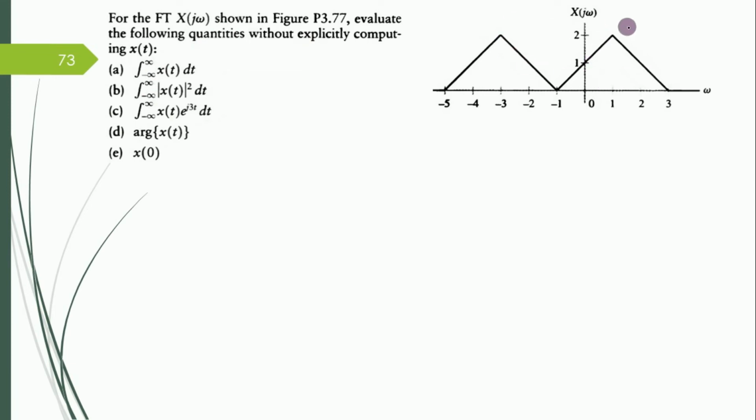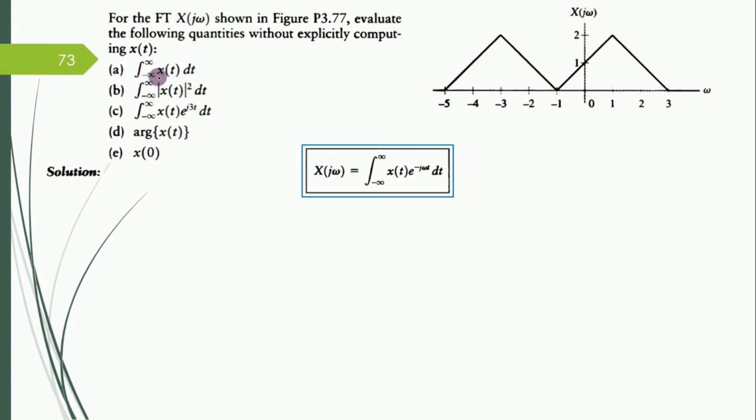This is a given Fourier domain graph. So this is how it is. You need to find out a. This is the Fourier transform's definition: capital X of j omega is equal to the integration of x of t e raised to minus j omega t. I compare it with the first question given. Minus infinity to infinity integration is there, x of t as it is, dt is as it is.